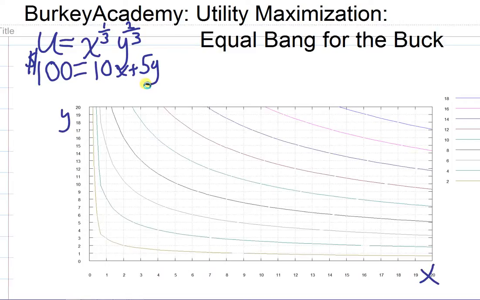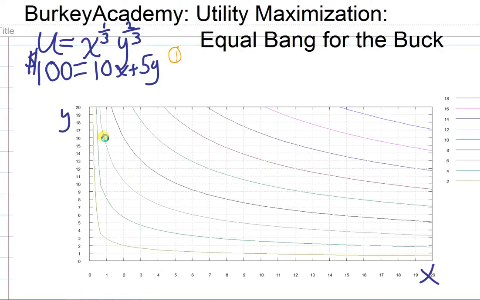So given these two equations, in order to find where this person would maximize their utility, we have the following two kinds of equations. Equation number one dictates that the slope of an indifference curve equals the slope of the budget line.